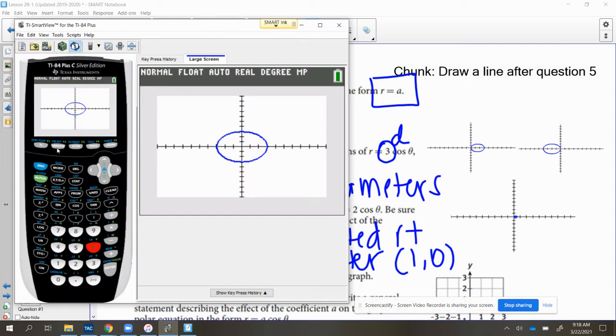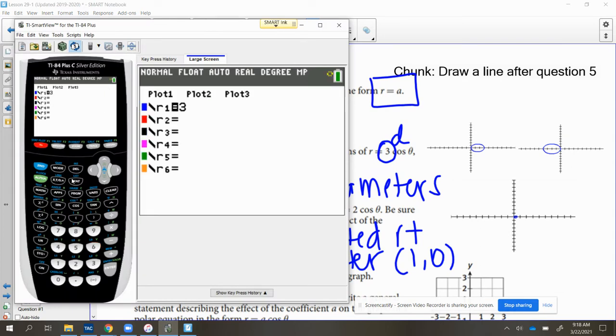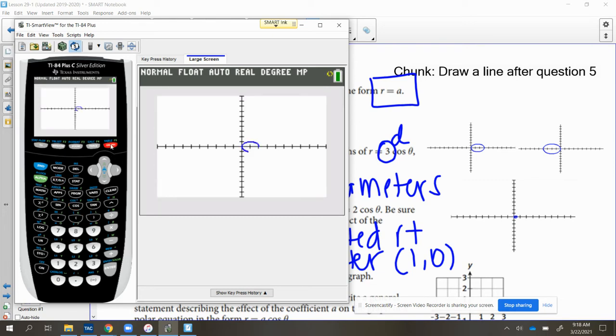Now, we can obviously test this out by graphing it and looking. If we take 2 cosine theta and look at it in the calculator, we can confirm that the center is at 1, 0, the diameter is 2, and the radius is 1.